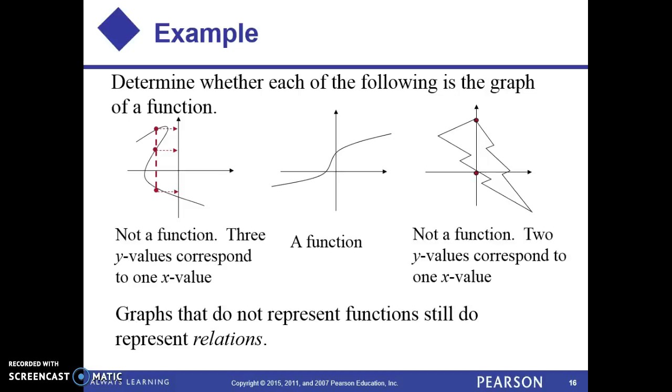So there's the vertical line test, that up and down line to test whether or not it's a function. And then there's also the function machine. In other words, putting in an x, seeing how many y's come out. As long as it's a one-to-one correspondence, we're good. So that's what they're going to cover in all of section 1.